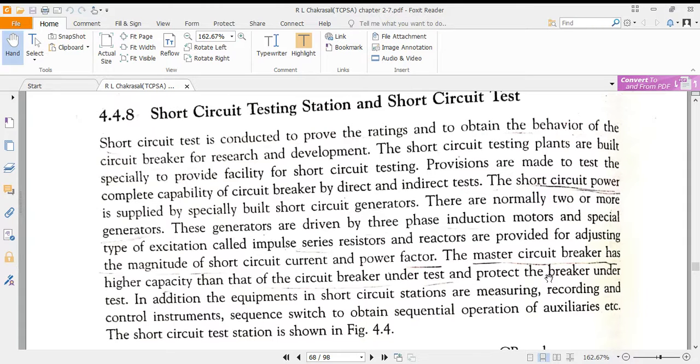The short circuit power is supplied. So to generate this short circuit power, we have a testing station. It is called short circuit generators. There are normally two or more generators. The generators are driven by three-phase induction motors with a special type of excitation called impulse excitation. Series resistors and reactors are provided for adjusting the magnitude of the short circuit current.